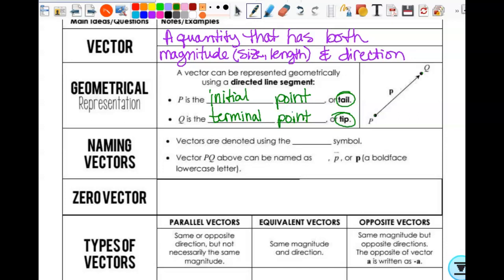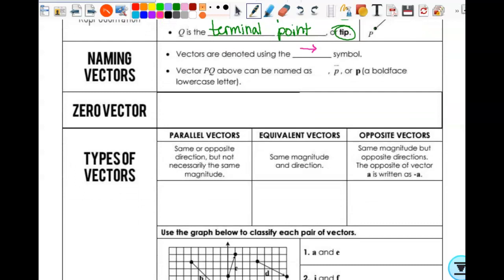All right, so when we name them, it's very much like we name rays. Vectors are denoted using the arrow symbol, and it always points to the right. It doesn't matter which direction the vector is going in or what's happening with the vector. The symbol doesn't tell you anything about the vector except that it is a vector. So this vector PQ can be named as PQ with the arrow on top, or the lowercase p with an arrow, or just a bold-faced lowercase letter without an arrow. Obviously, when you're writing it, that's not something that would make a whole lot of sense, but you can see it printed that way a lot.